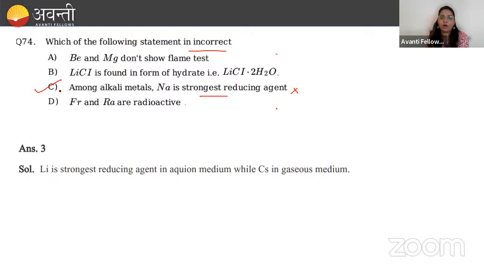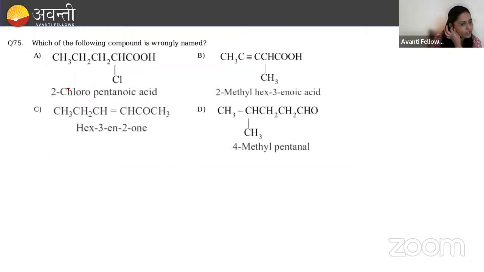Okay, any doubts? Next problem. Which of the following compounds is wrongly named? We have been given the names of all the compounds, and tell me which compound's name is not properly matched. For the first compound, the name suggests 2-chloropentanoic acid. So 1, 2, 3, 4, 5. Is it correct or not? You just need to answer yes or no. Is it correct? 2-chloropentanoic acid.